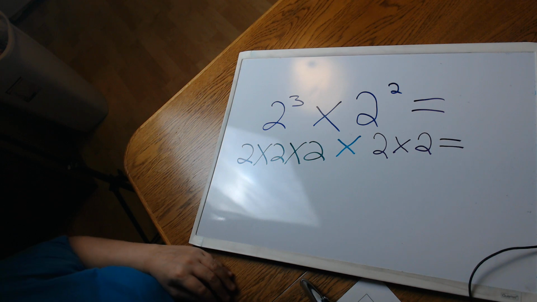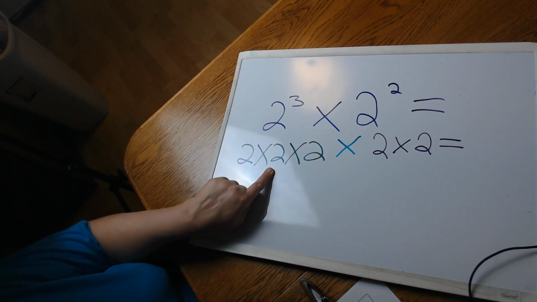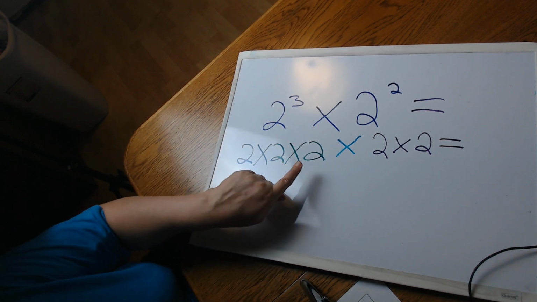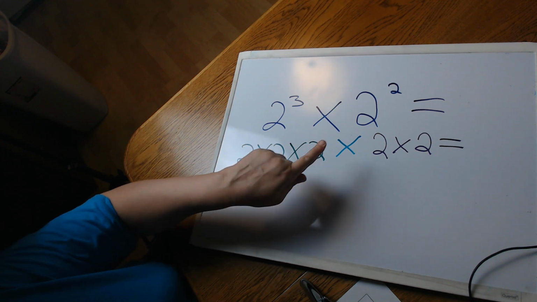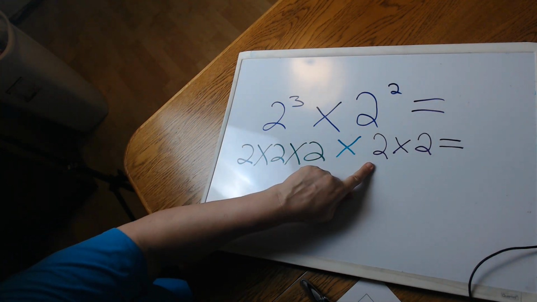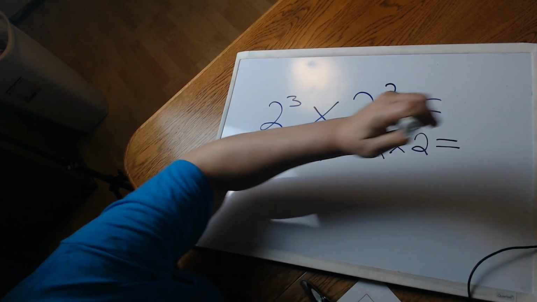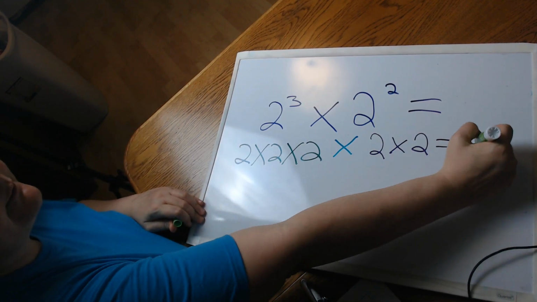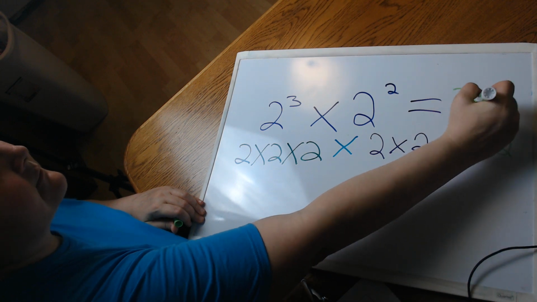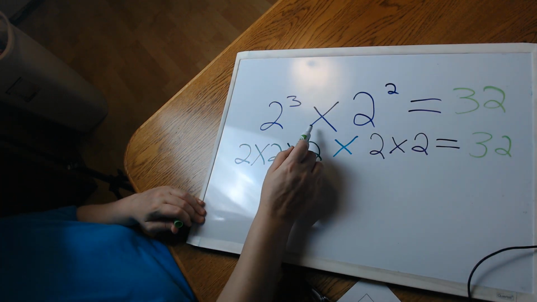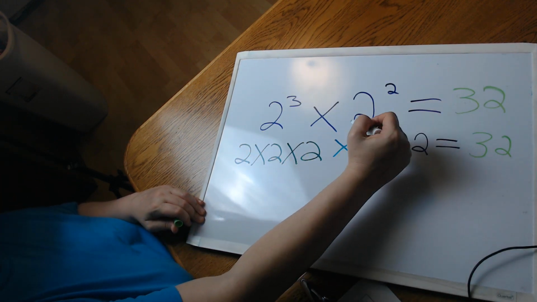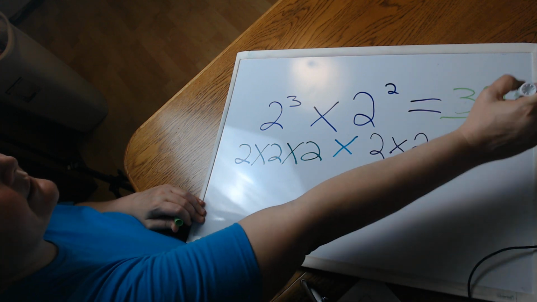So, what is 2 times 2? It is 4. And then 4 times 2 is 8. And then 8 times 2 is 16. And then 16 times 2 is 32. So our answer is 32. 2 to the third times 2 squared, or 2 to the second, is 32.